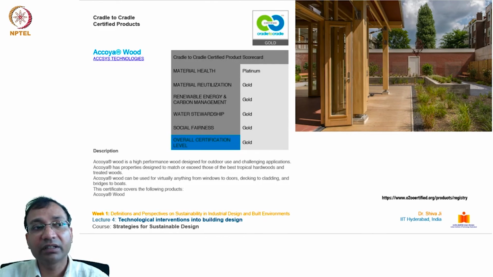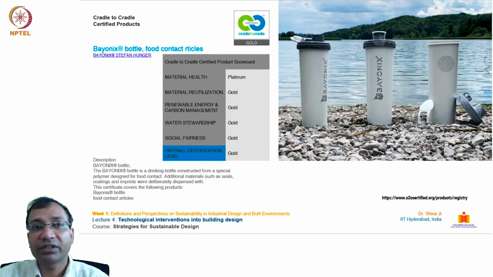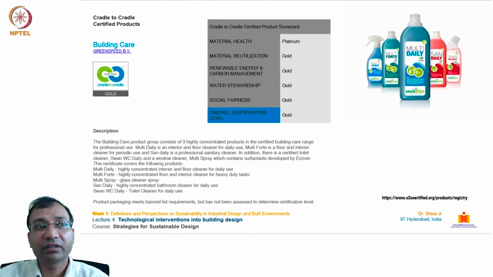Further, we have another example of this wood. You see the picture over here. This has again received a Gold certification. We have another one here, food grade bottles. This has also received this Gold certification. Then we have these other liquid containers, for cleaning agents or other types of detergents, etc. This also has received this Gold certification.